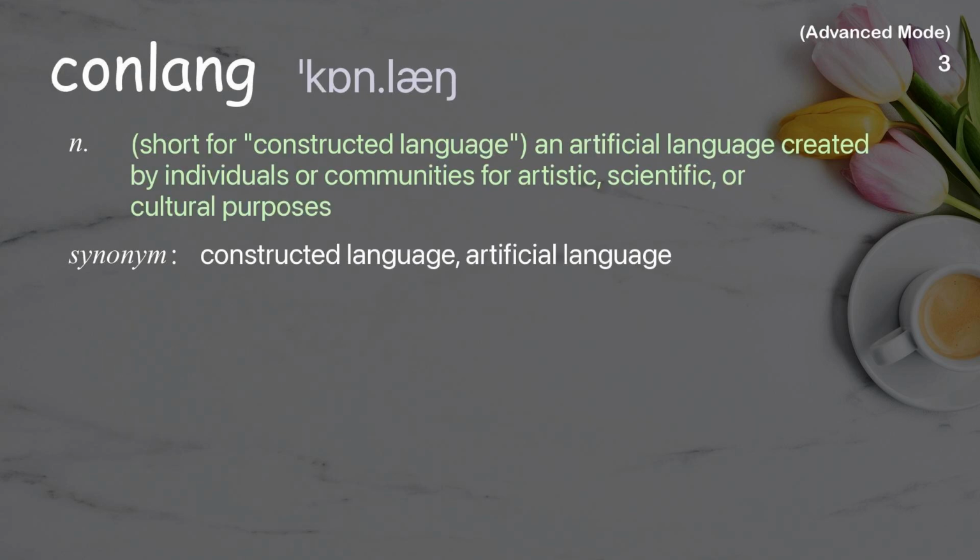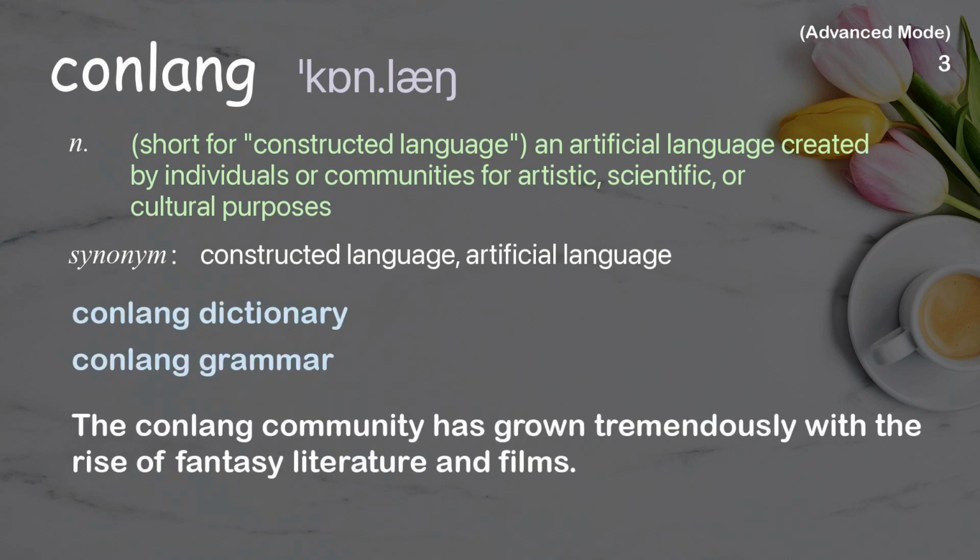Conlang. Short for constructed language, an artificial language created by individuals or communities for artistic, scientific, or cultural purposes. Examples: Conlang dictionary. Conlang grammar. The conlang community has grown tremendously with the rise of fantasy literature and films.